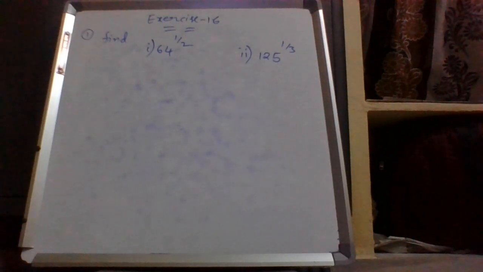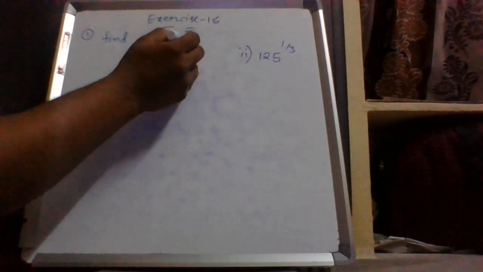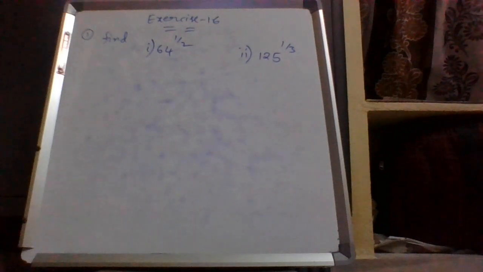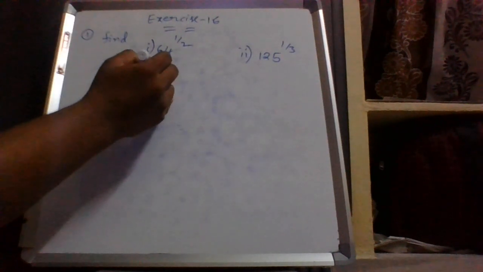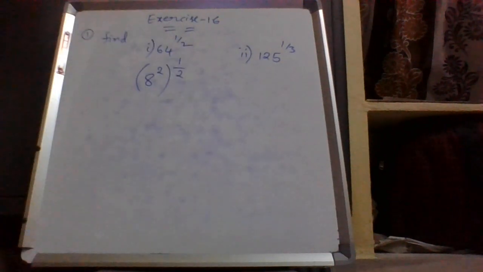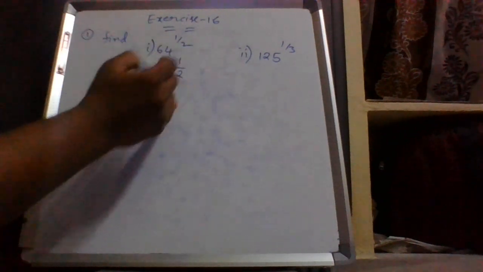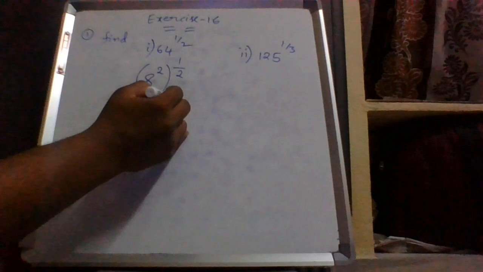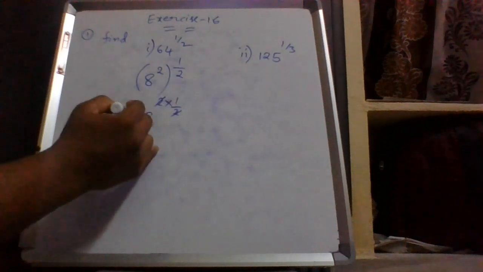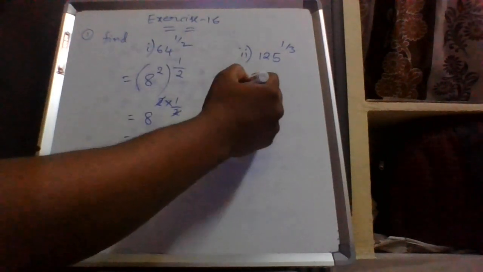Okay. Here what we have is 64 whole power 1 by 2. Here you see the denominator. Denominator is 2. So what number do we have to multiply 2 times to get 64? Think once. 8 only. 8 square means 64. Why am I taking only square? Because here the denominator is 2. Now you apply the formula a power m whole power n, which is a power m into n. 1 by 2 cancels, so you will get 8 power 1. So the answer is 8.